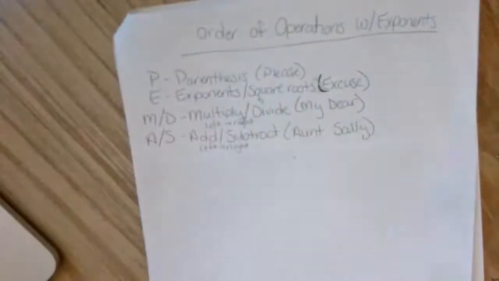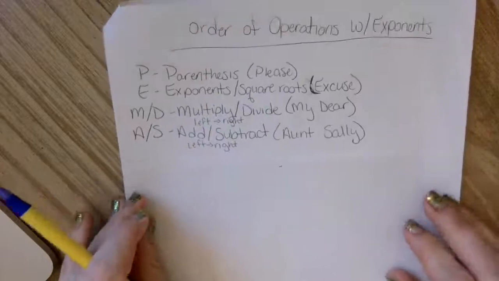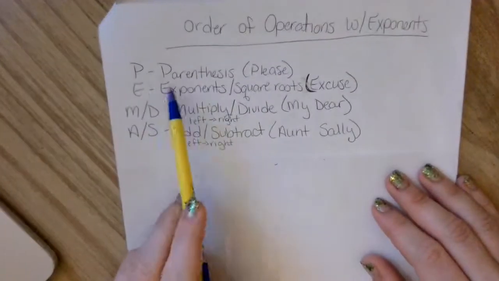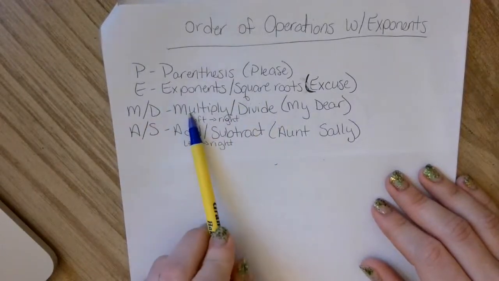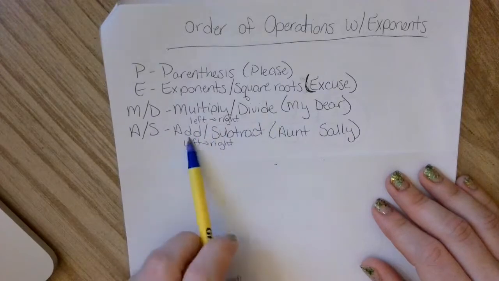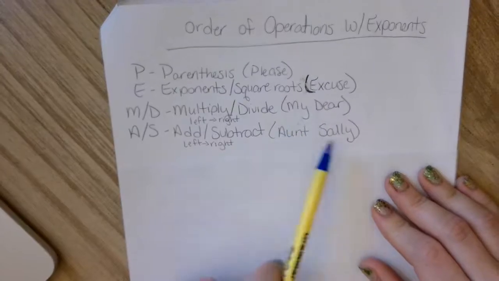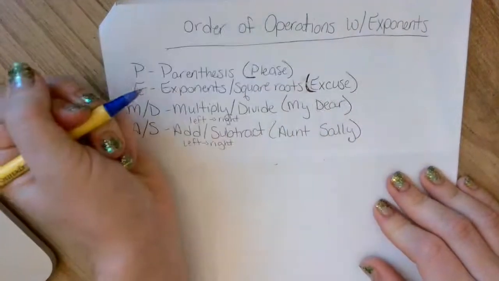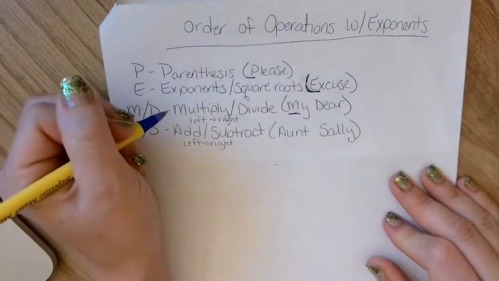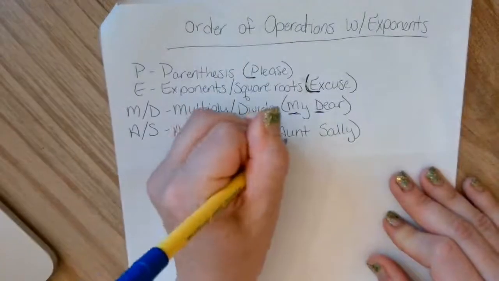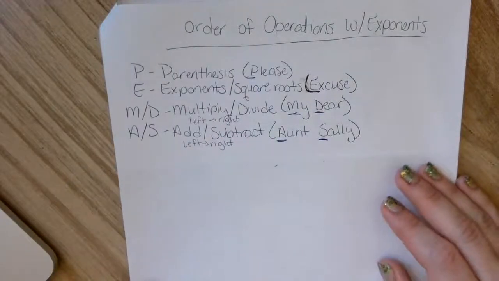Okay, next I have the order of operations with exponents. So this is mainly review for you because you have already learned how to do this. So remember parentheses, exponents, and square roots. Then you do multiplication and division, and then you do addition and subtraction. So please excuse my dear Aunt Sally, because you have the P for parentheses, the E for exponents, my M for multiplication, D for division, A for addition, and S for subtraction. And remember, I just go in that order.